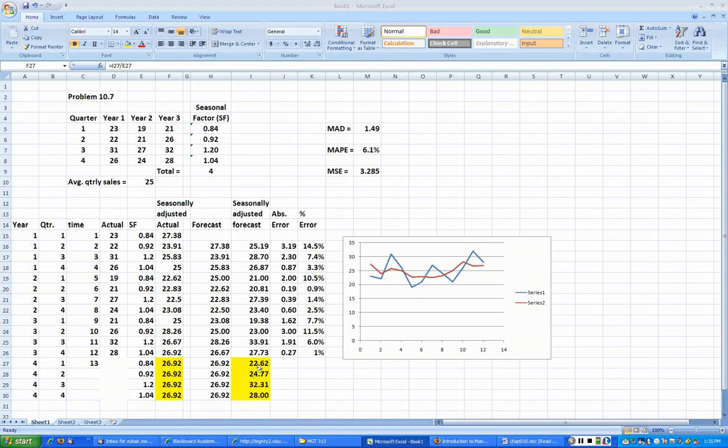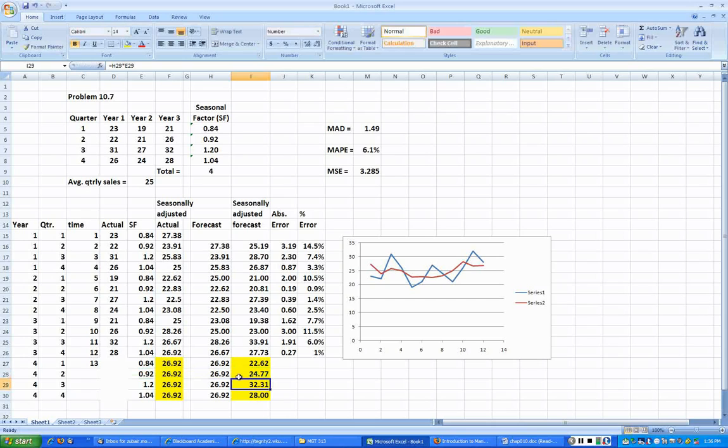In other words, the 22.62 seasonally adjusted forecast would be nothing but 22.62 divided by 0.84, that's the seasonal factor. Okay, so that is 26.92. 26.92 then would be the forecast for quarter 2 of year 4, and multiply that by the seasonal factor 0.92, that is 24.77. Okay, 24.77 would be the seasonally adjusted forecast value for quarter 2 of year 4.